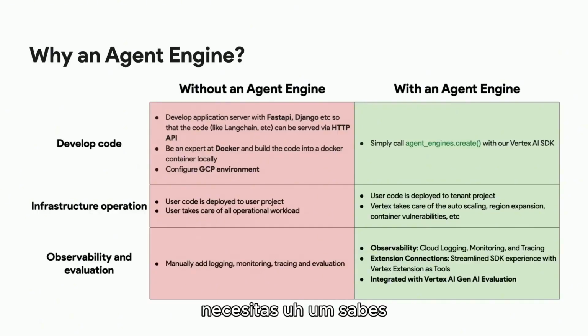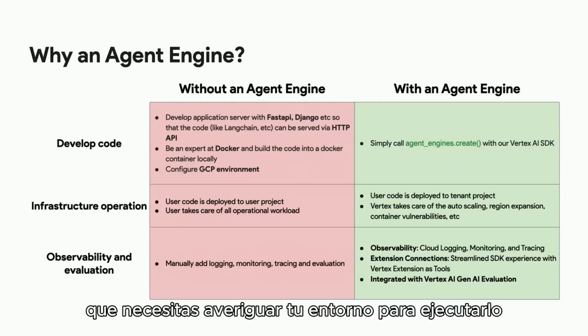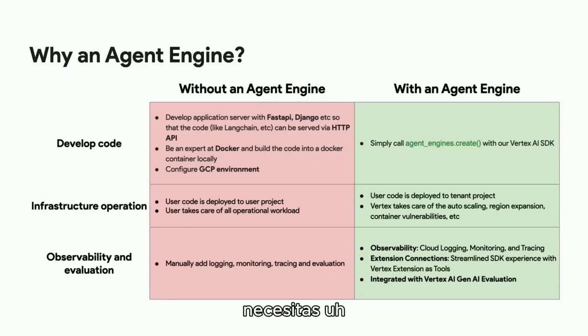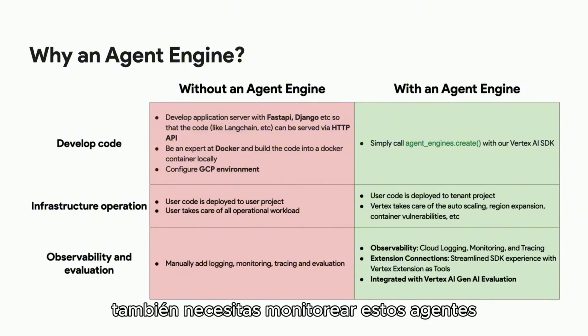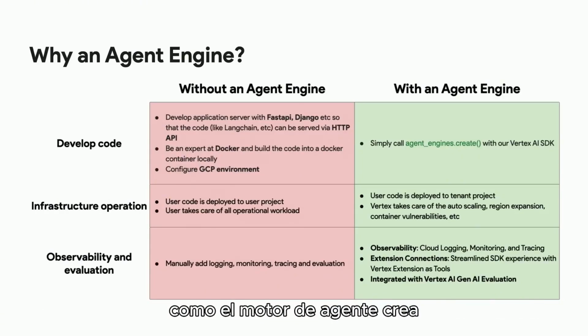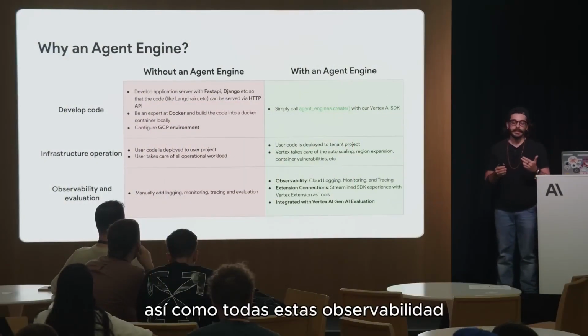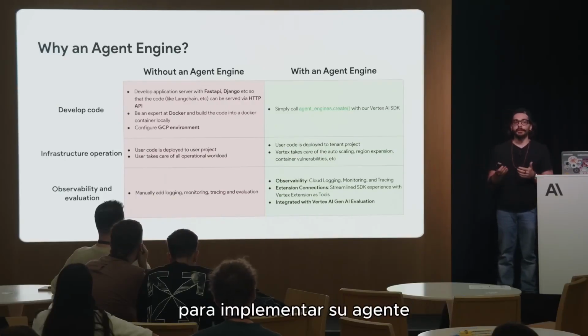You need to wrap the agent in one of those services like FastAPI or Django. You need to build your container, and then you need to figure out your environment to run it. In this case, it can be a GCP environment, and then you need to handle all the operations related to infrastructure, and at the same time, you also need to monitor these agents, because at the end of the day, it is an application, right? So with the Agent Engine, you can simply deploy the agent using a method like Agent Engine create, and you will get your agent up and running, as well as all the observability capabilities and the monitoring that you need in order to deploy your agent.